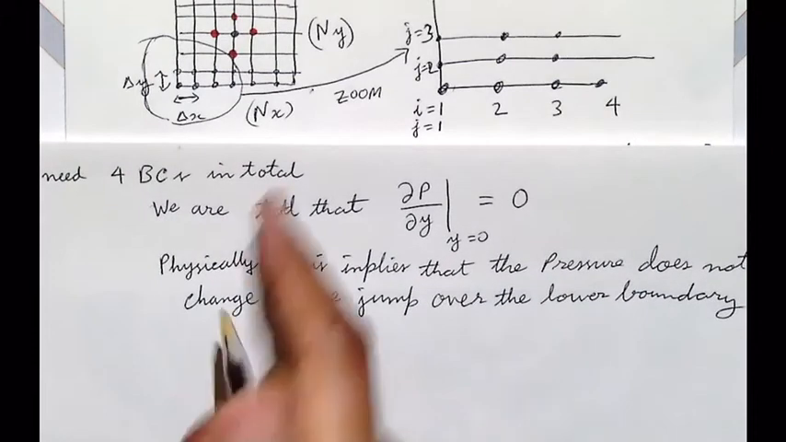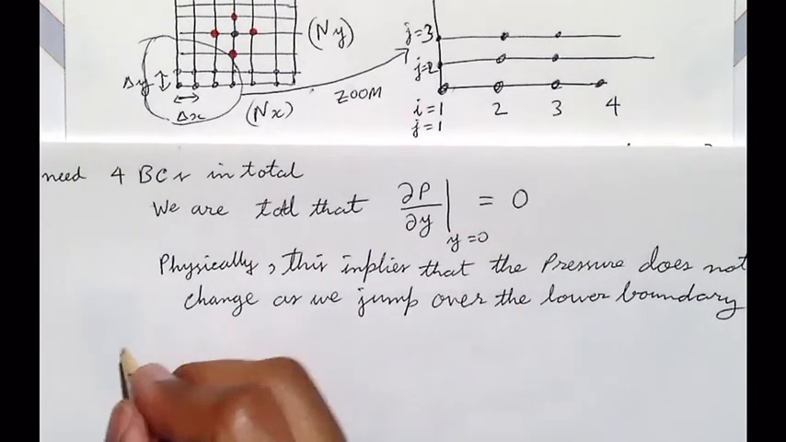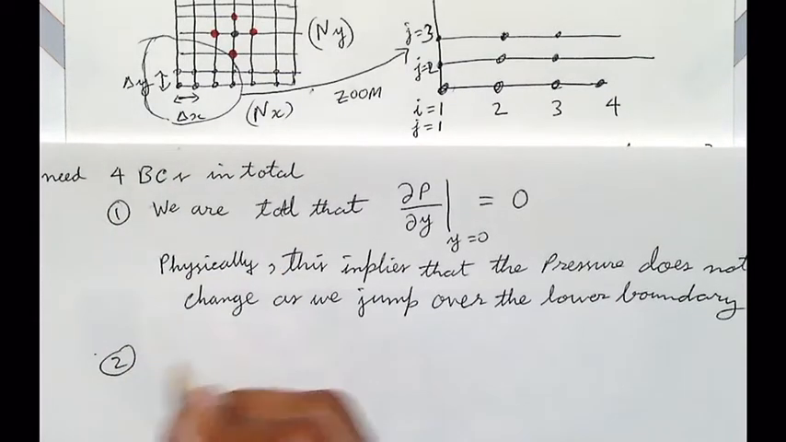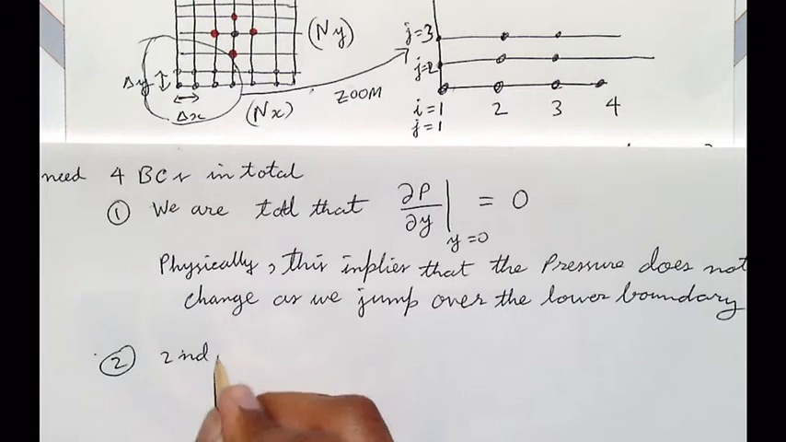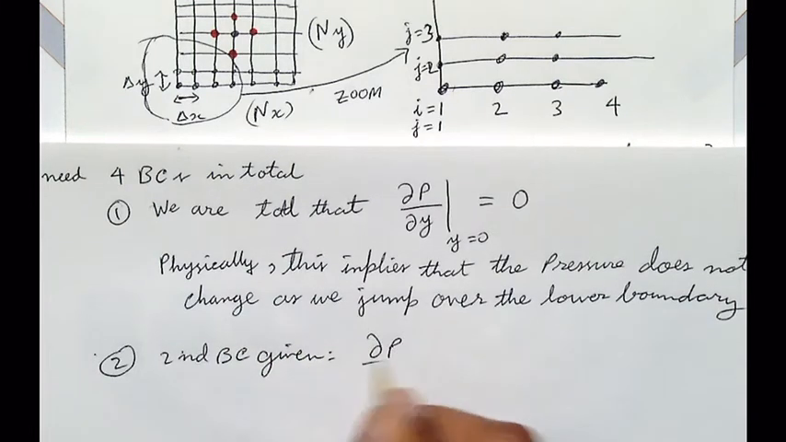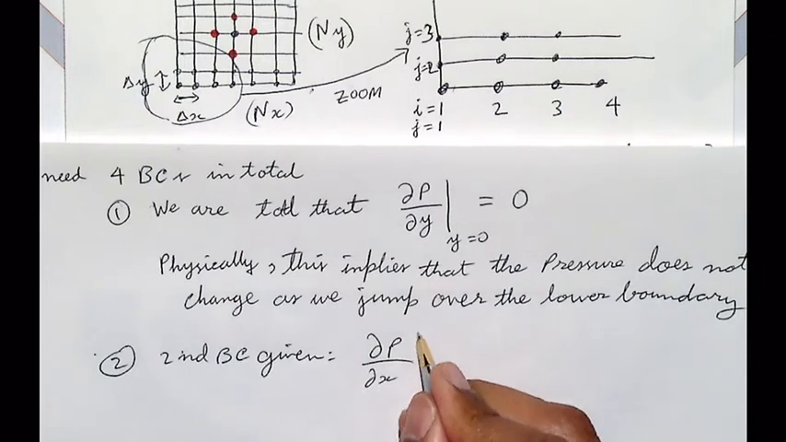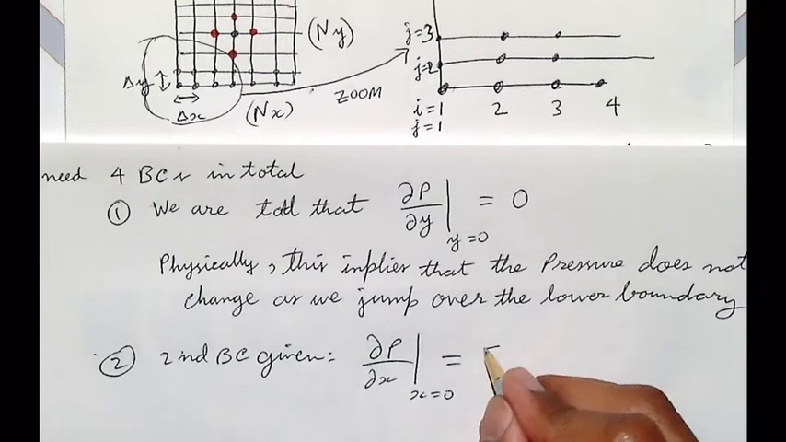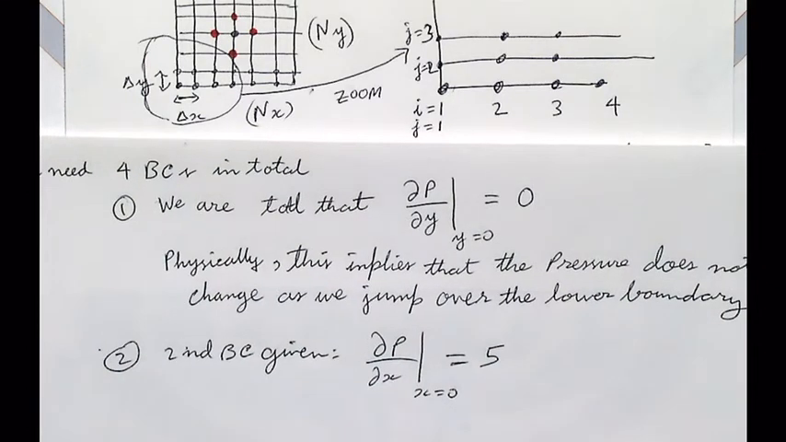Okay, let's take another boundary condition. Let's see. Second BC. Second boundary condition given is del p by del x at x equals 0 is 5. What does this mean?